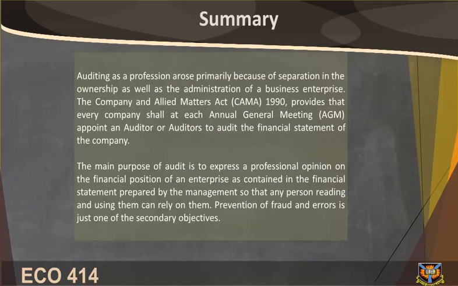Summary. Auditing as a profession arose primarily because of separation in the ownership as well as the administration of a business enterprise. The Companies and Allied Matters Act, CAMA, 1990, provides that every company shall at each annual general meeting appoint an auditor or auditors to audit the financial statements of the company. The main purpose of audit is to express a professional opinion on the financial position of an enterprise as contained in the financial statement prepared by the management, so that any person reading and using them can rely on them. Prevention of fraud and errors is just one of the secondary objectives.